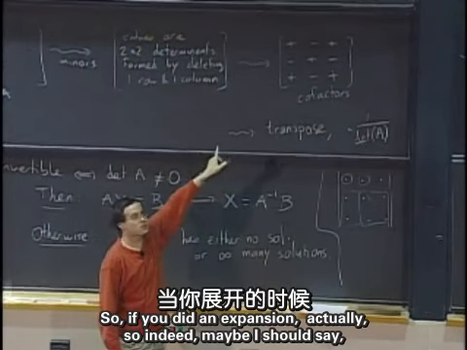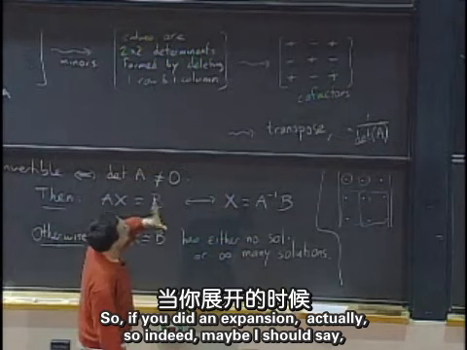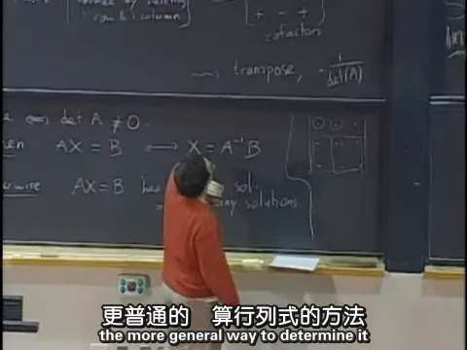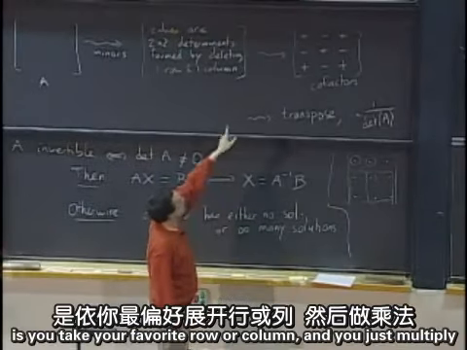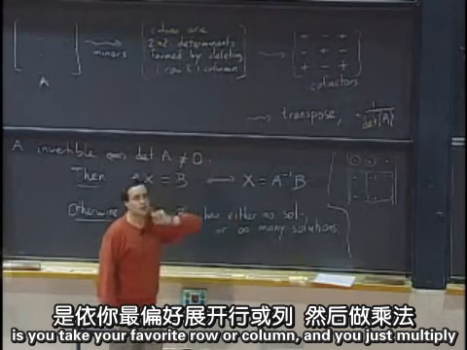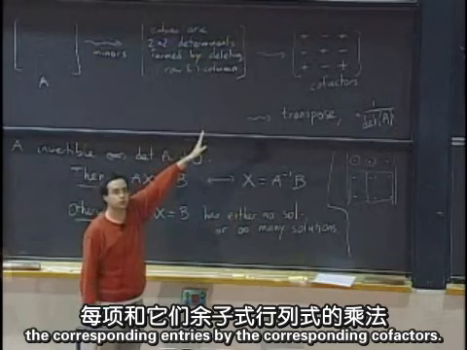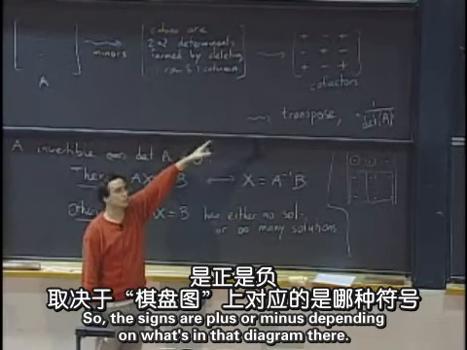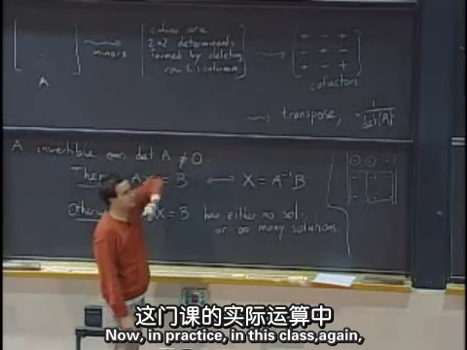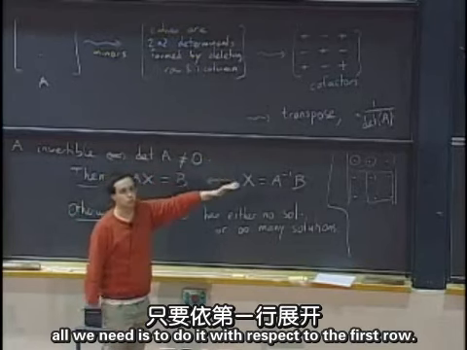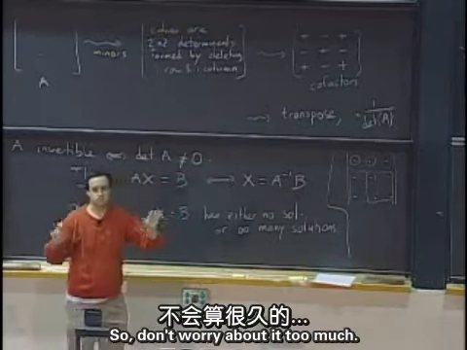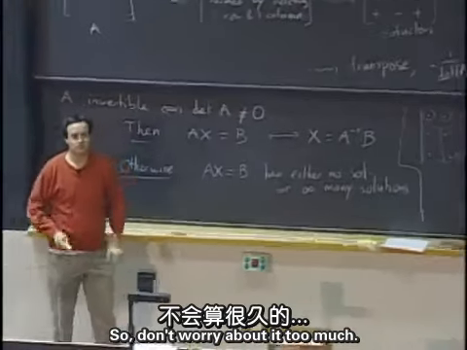Okay. So maybe I should say the more general way to compute the determinant is you take your favorite row or column and you multiply the corresponding entries by the corresponding cofactors. So the signs are plus or minus depending on what's in that diagram there. Now in practice, in this class, all we need is to do it with respect to the first row. So don't worry about it too much.